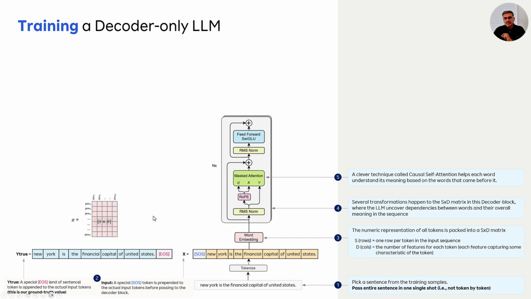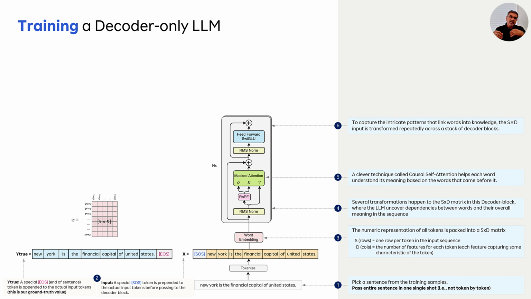Now, one of the key submodules is called a causal self-attention block. This is a very, very clever technique which transforms this matrix in such a way that the transformer starts to understand the meaning being conveyed by the training sample. It picks up syntactical rules and semantical rules. It will pick up general knowledge information and so on. How it does that, we'll study in today's episode in a lot of detail.